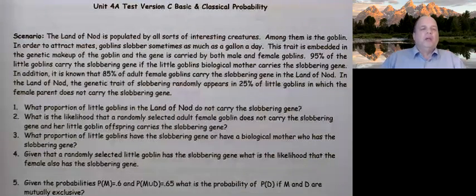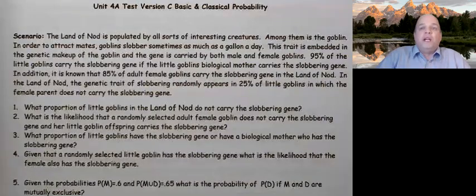So here we go. The land of Nod is populated by all sorts of interesting creatures. Among them is the goblin. In order to attract mates, goblins slobber sometimes as much as a gallon a day. The trait is embedded in the genetic makeup of the goblin, and the gene is carried by both male and female goblins. 95% of the little goblins carry the slobbering gene.